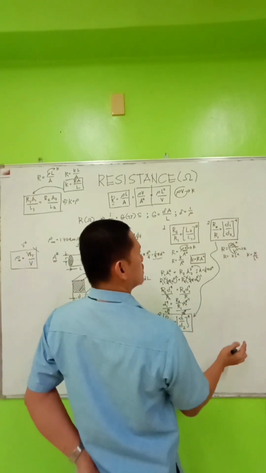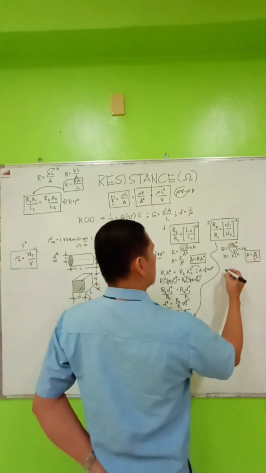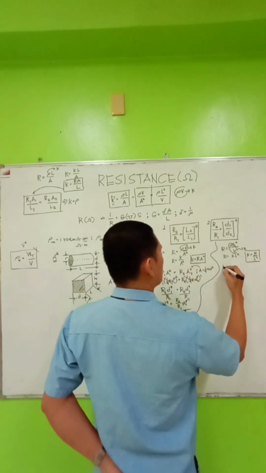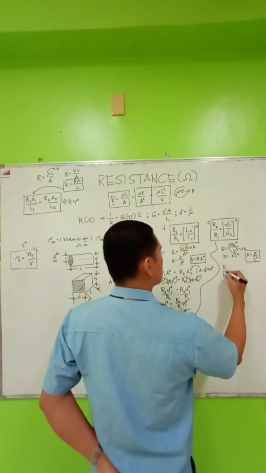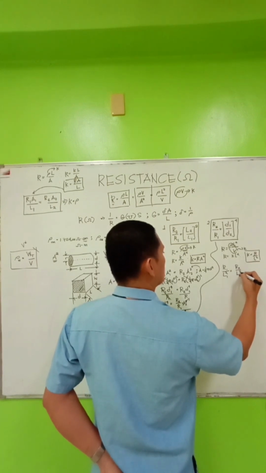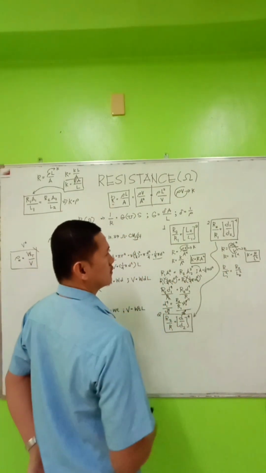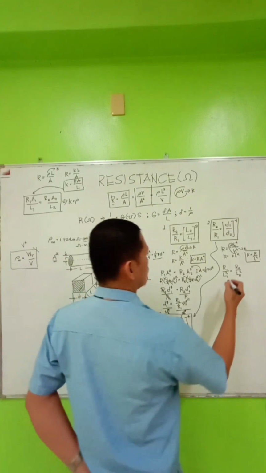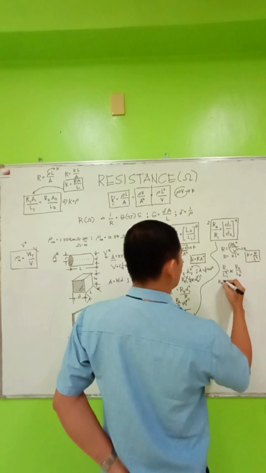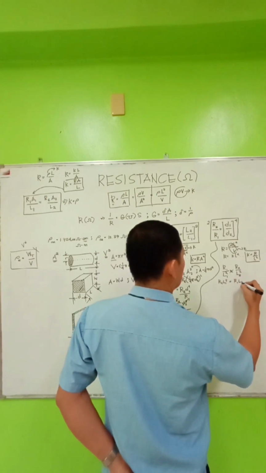Now you have this condition. You can use it if you have two different conductors under the drawing process. So you have your R1 over your length 1 squared is equal to your R2 over length 2 squared. If you cross multiply it, what will happen? That would be your R2 L1 squared is equal to your R1 L2 squared.